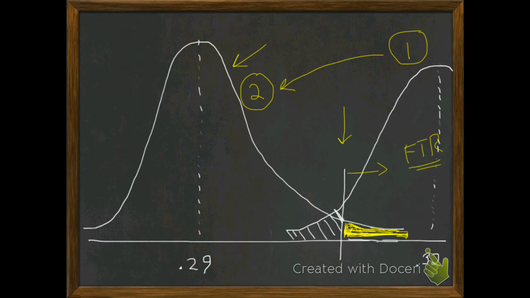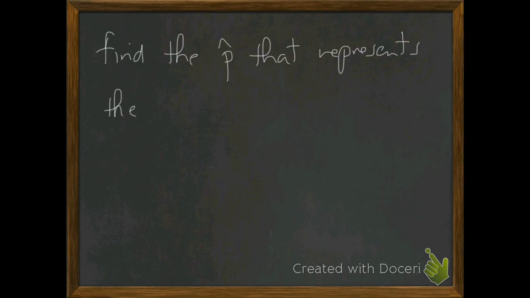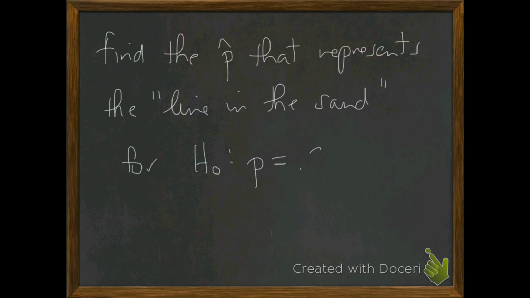Alright, so the very first thing I want to do is find the p hat that represents the line in the sand for the p equal 0.32. Okay? So let's do it.